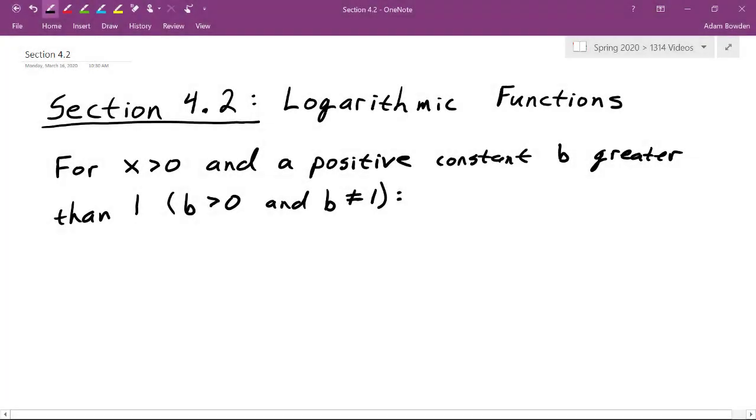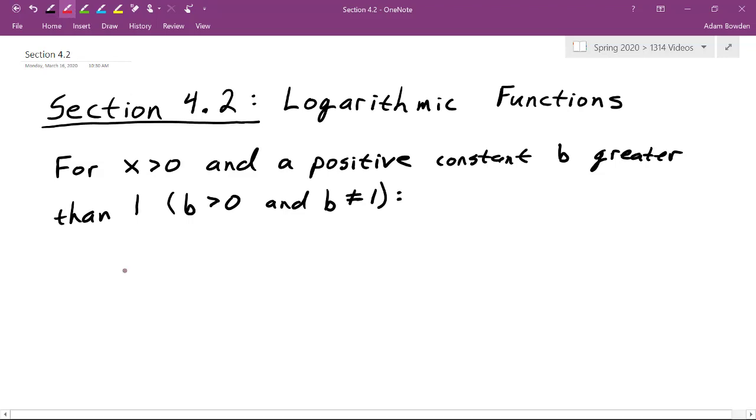Now we're going to go into section 4.2, which is all about logarithmic functions and the logarithms. So let's start out with defining what a logarithm looks like, what it does, and how the function goes together. For x greater than 0, so x is our variable, and a positive constant b, where b is greater than 0 and not equal to 1.